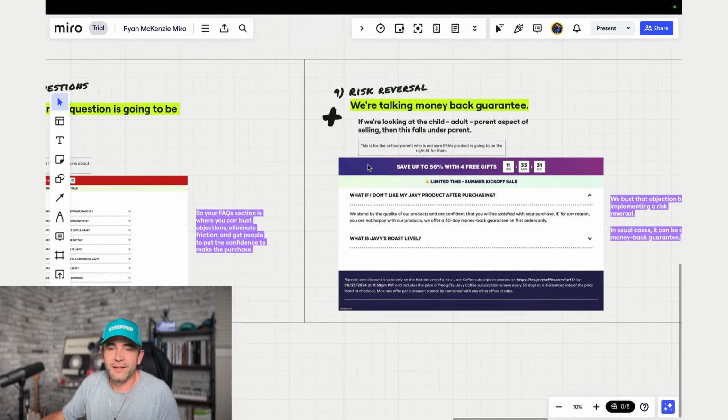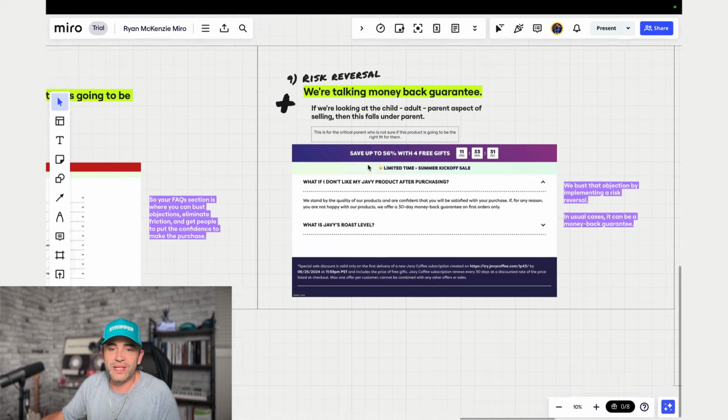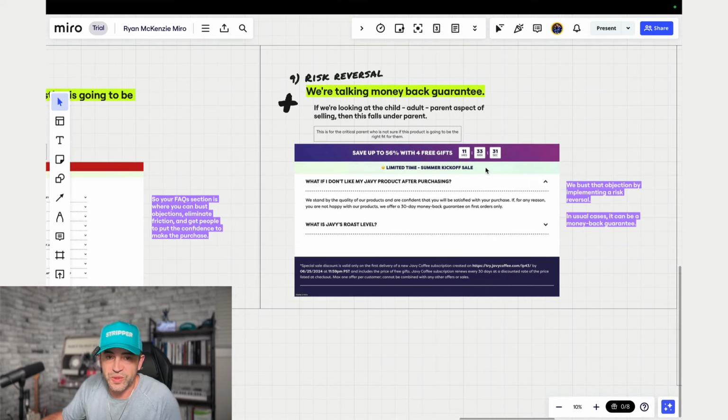The next item on the menu here is risk reversal. So I was talking about that earlier. There's 5 types. The acronym's TIMER. There's time. How much of my time is it going to take for me to use this product or get this product? This is where giving people dates that they're going to receive it by is extremely valuable.